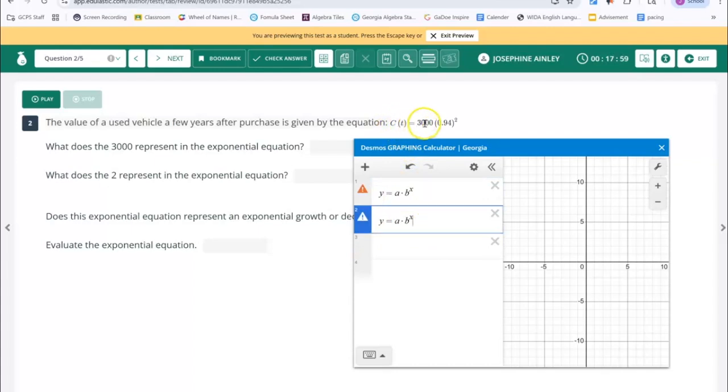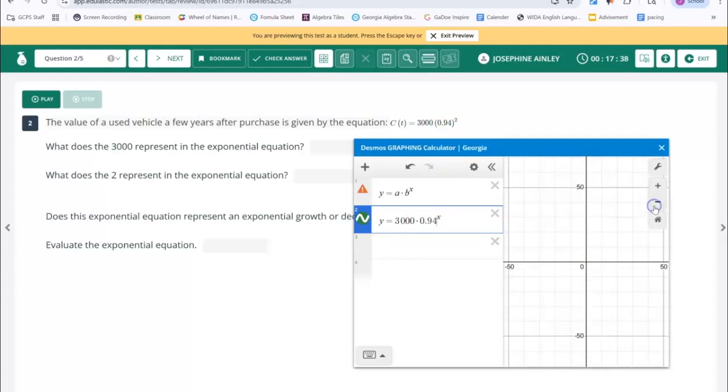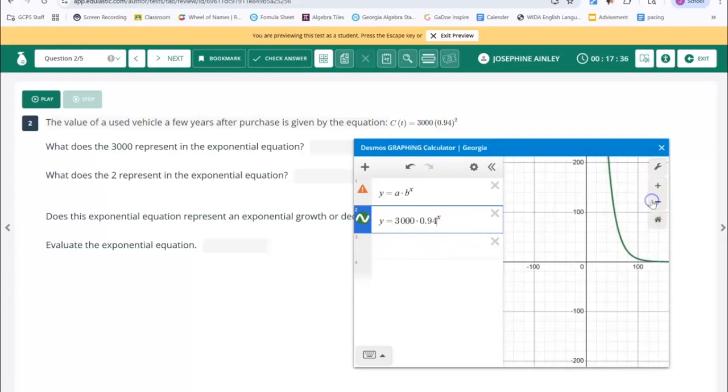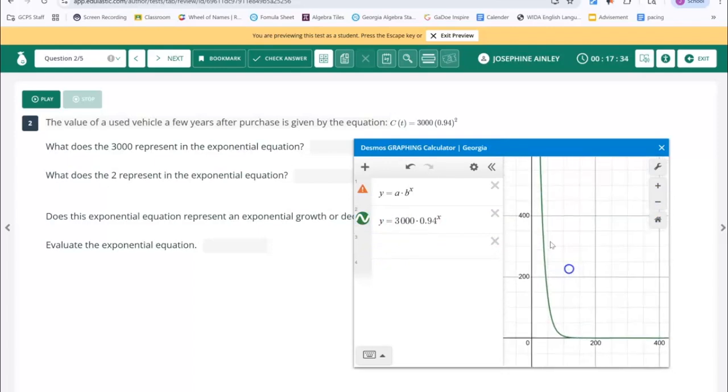I have a function equal to 3,000, so that's in place of a. I have it growing or decaying by 0.94. So before I even type this in, is this going to be growing or decaying? Because it's between 0 and 1, it is decay. It is not bigger than 1, which would be growth. So I'm going to type it in. There you go, and you can see that it is decaying. It is sliding down. So I knew it was going to be decay before we did it.